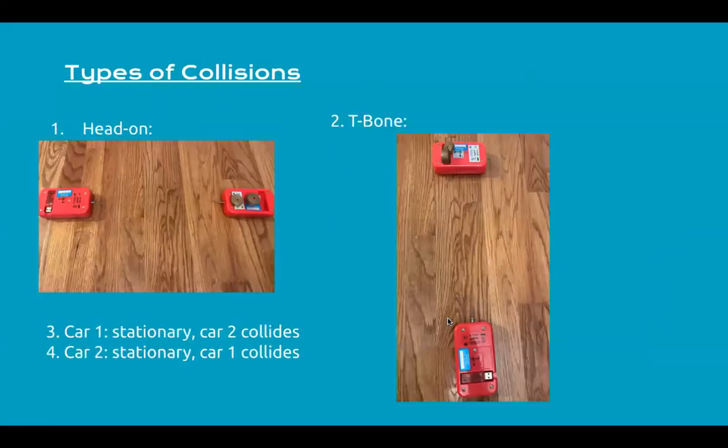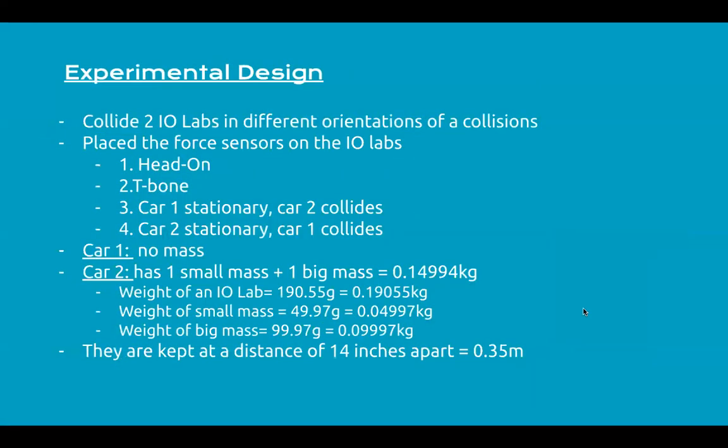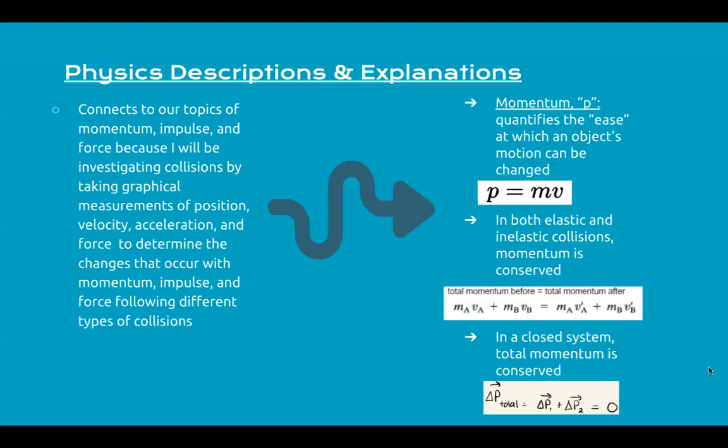So we will be looking at a head-on, T-bone, and two different types of one-way collisions, one where the heavier car is stationary, one where the lighter is stationary. We collided two different IOLabs in different orientations and used the force sensors that came with IOLab. Car 1 has no additive mass, while car 2 has an additive mass of about 0.15 kilograms, and they're kept at a distance of 14 inches apart.